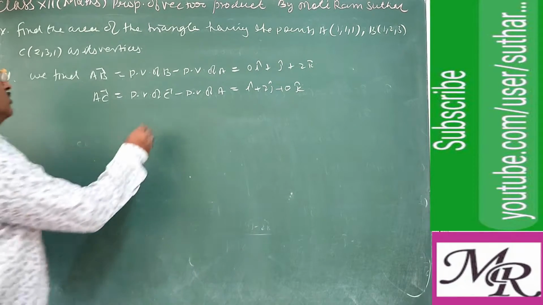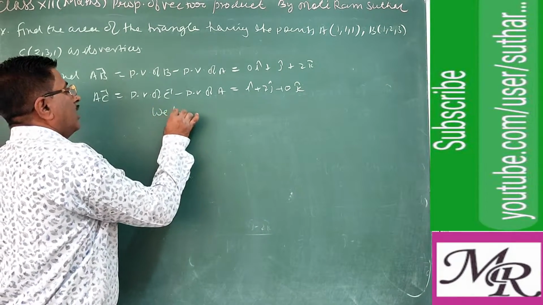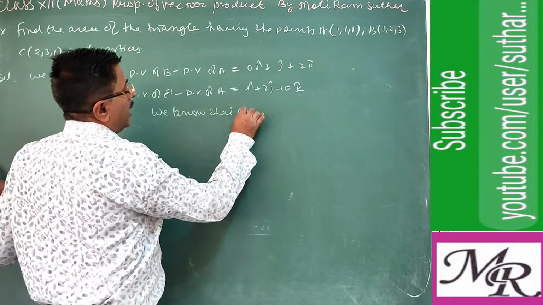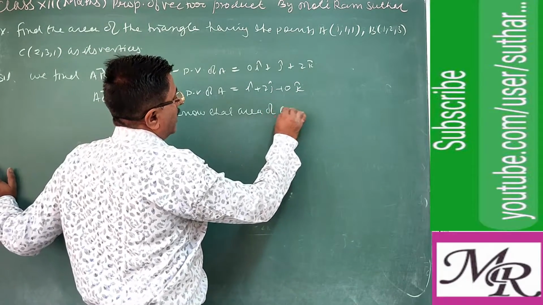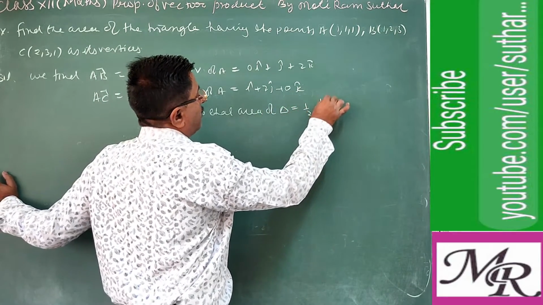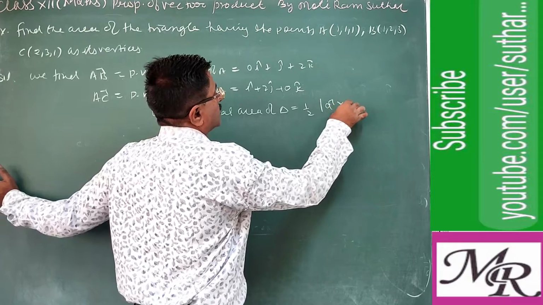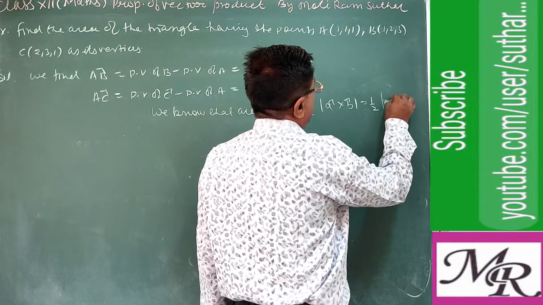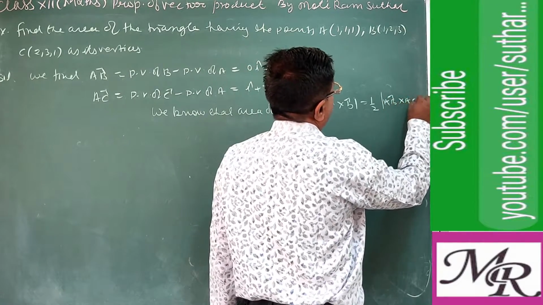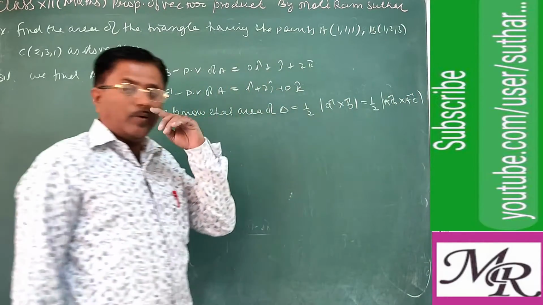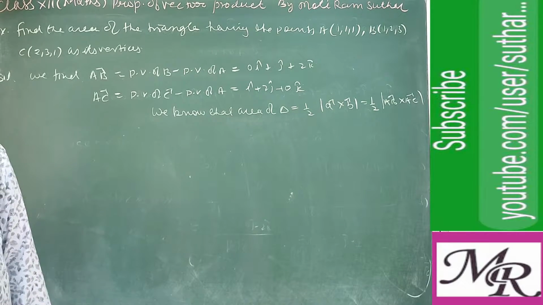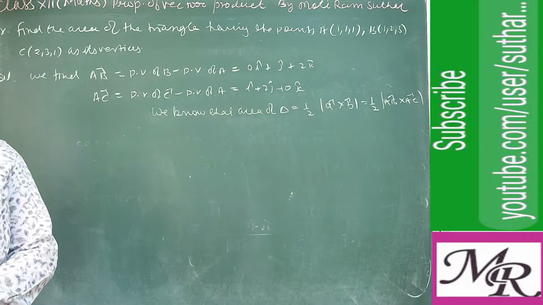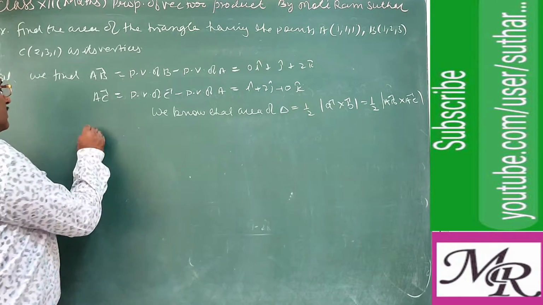So now we know the formula: area of triangle is given by half of the modulus of the cross product of the vectors along the sides. So here AB and AC. It means we want to find first the cross product of the vectors AB and AC.